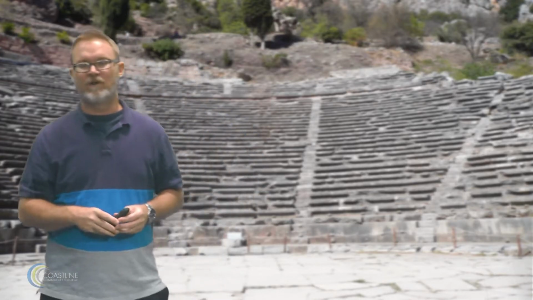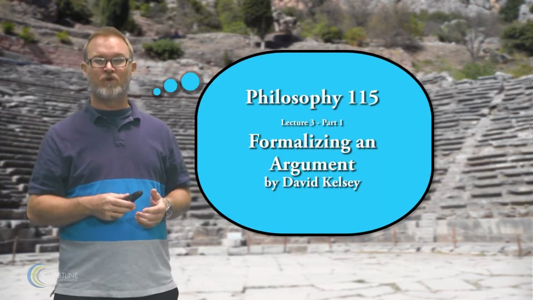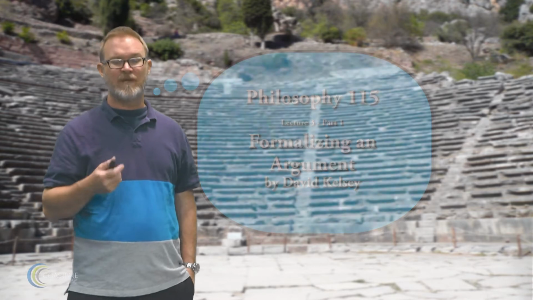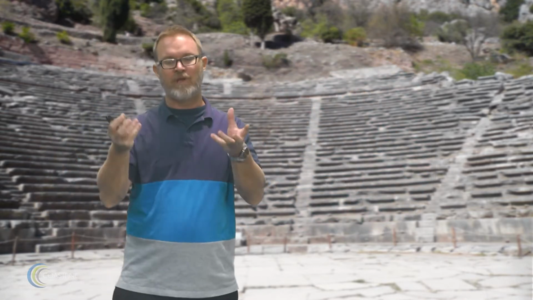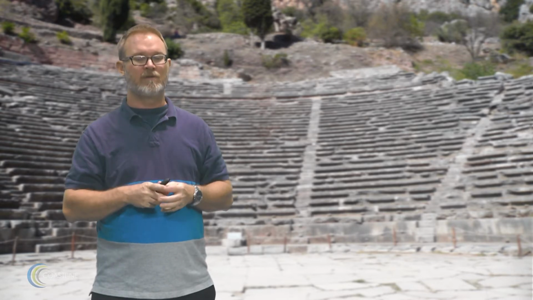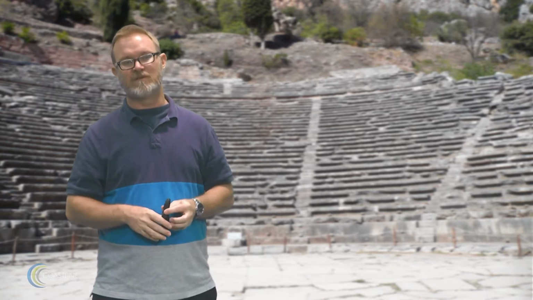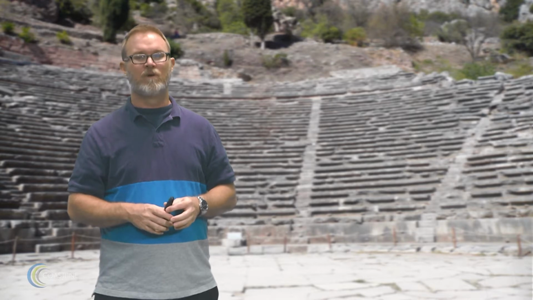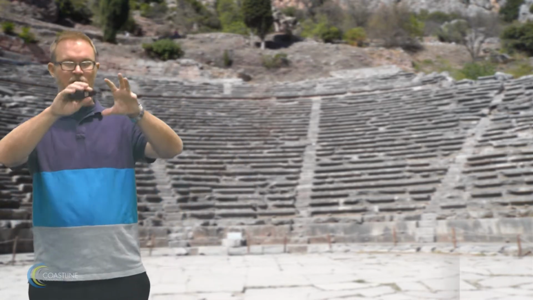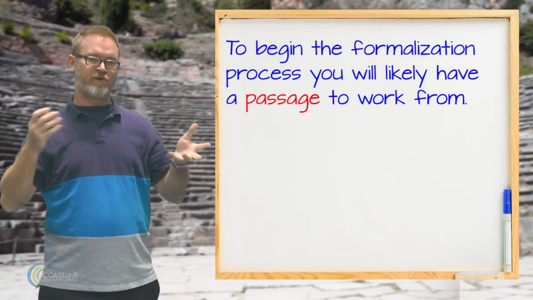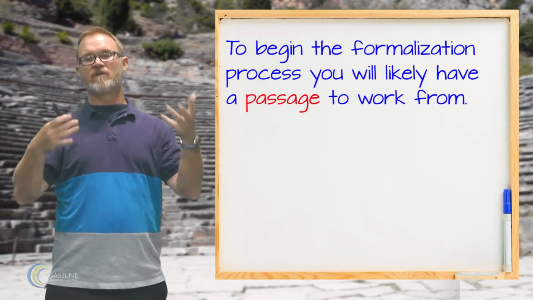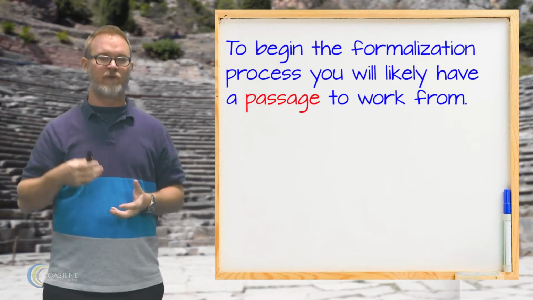Today we're going to cover a lecture on what's called formalizing an argument. Formalizing an argument is basically the process of boiling the argument down, of trimming it down into just its essential pieces. Usually, when you formalize an argument, you start with a paragraph or two, which we'll call a passage. A passage presents an argument in ordinary language.